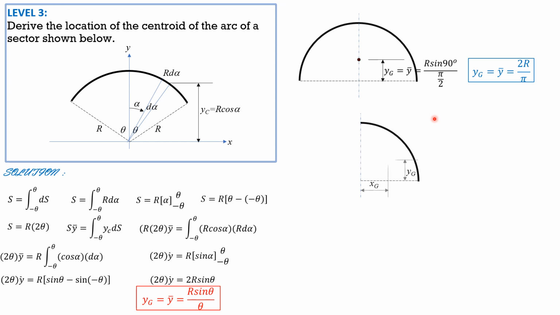Similarly, for the quarter circle, barred x sub g is y sub g, and it is equal to 2r over pi, because the centroid of the left half is here, same level as the centroid of the semicircular arc, as well as the centroid of the right half. So barred x sub g equals y sub g equals 2r over pi. So that's it for this problem.